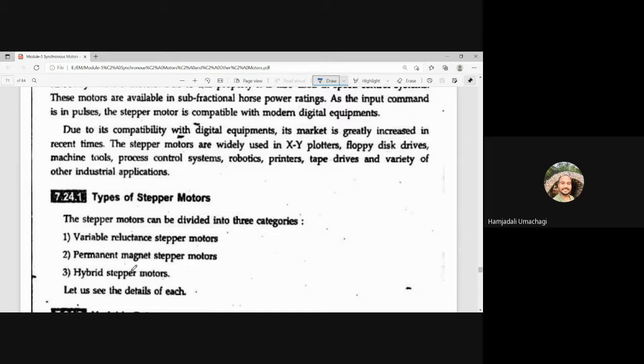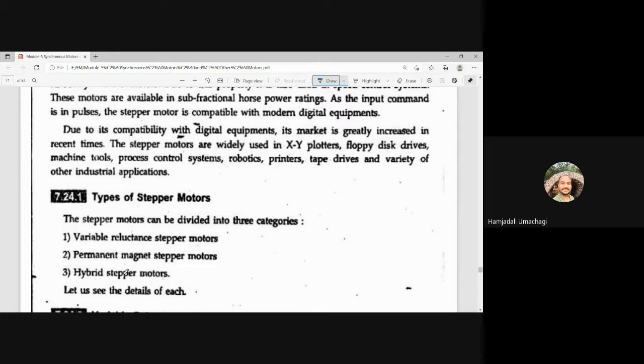And if they ask to explain any one of the three stepper motors, that is variable reluctance stepper motor, permanent magnet stepper motor, or hybrid stepper motor, better you explain the very basic type, that is variable reluctance stepper motor. Or if they particularly ask to explain variable reluctance only, or permanent magnet only, or hybrid stepper motor, then you should explain that particular stepper motor only.